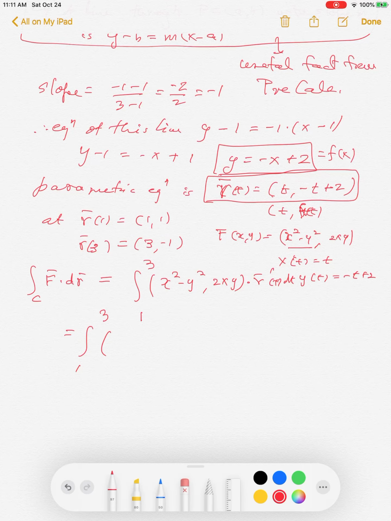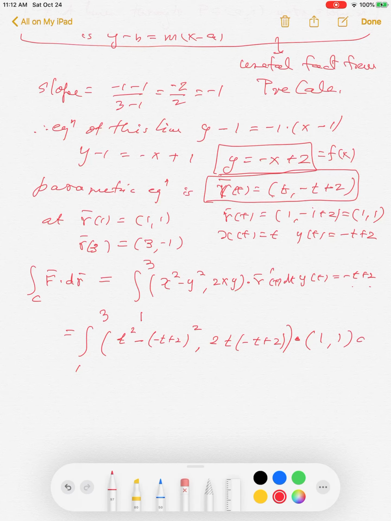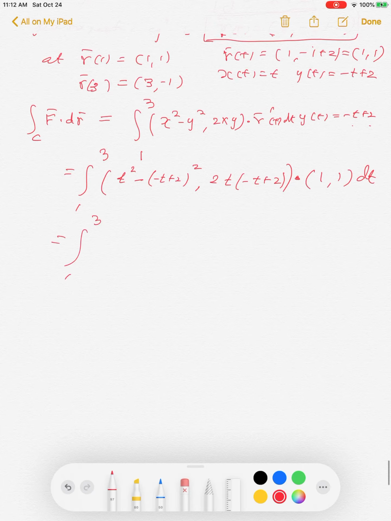So let's write this as the integral from 1 to 3. Now my x(t) is t, y(t) is minus of t plus 2, comma 2x(t), x(t) is t, y(t) is minus of t plus 2, and dotted with r bar dash. What is r bar dash? I should have calculated this somewhere, so let's do this. Maybe I'll write it better here. Yeah, good. So r bar dash is going to be (1, minus 1 plus 2), which is the slope, (1, 1). R bar dash is (1, 1), it's independent of the point. x(t) is going to be t, and y(t) is minus of t plus 2. So I'm just substituting x(t), y(t), and I'm taking r bar dash, which is (1, 1) dt.